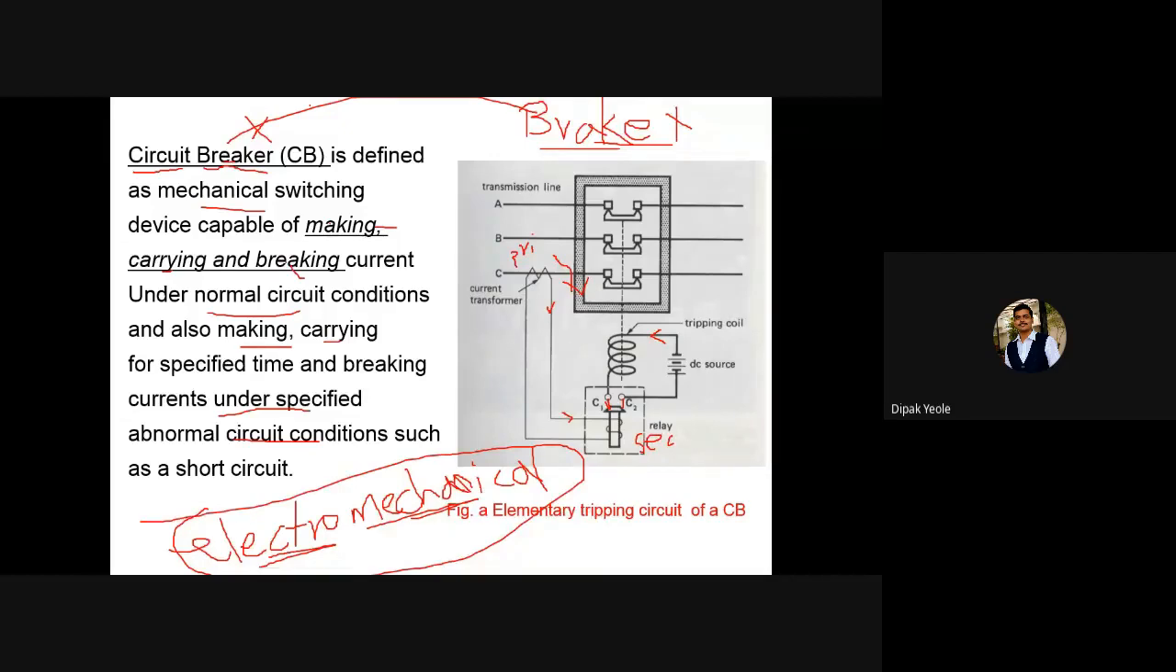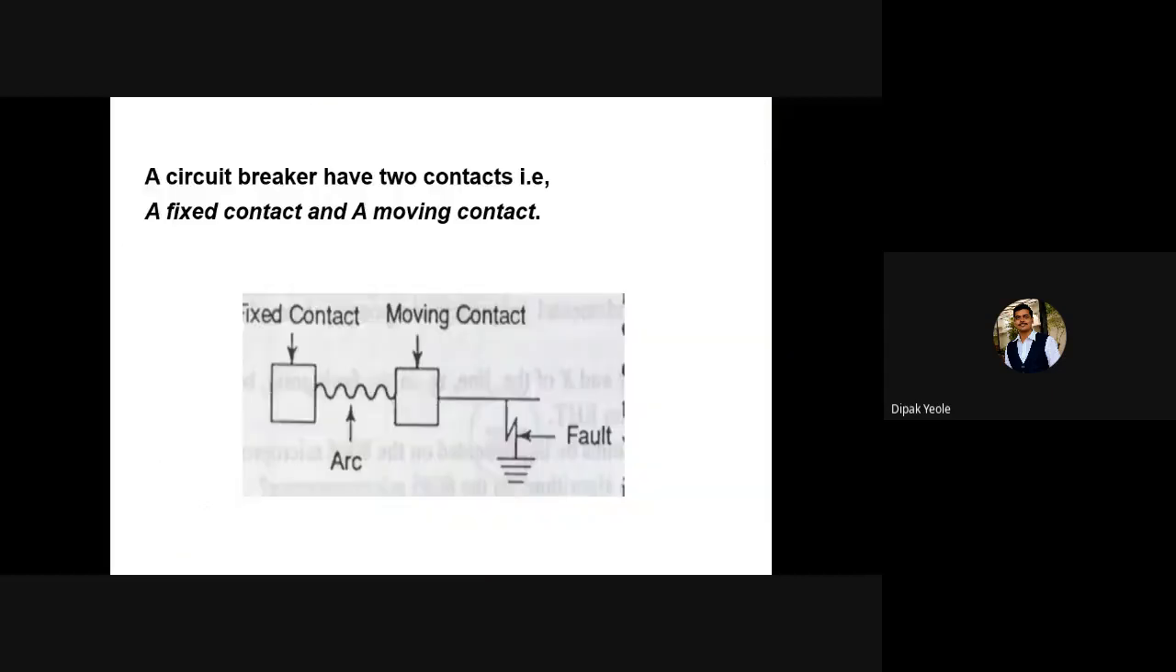I have not discussed this point at the time of the circuit breaker, but I am able to discuss this point in today's lecture. Here you can see the fixed contact and the moving contact. We cannot use two fixed contacts, so there is no point. We cannot use two moving contacts because we would need a gear arrangement. Hence, we have to use one fixed contact and one moving contact. If there is a fault, these two contacts start separating from each other, and there is the formation of an arc.